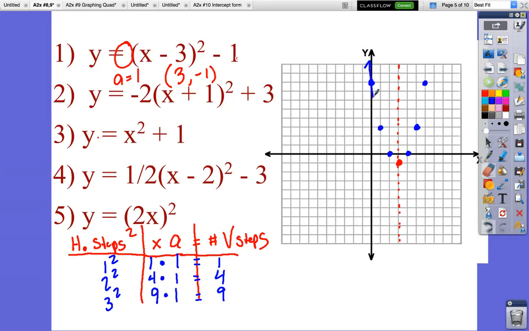Guys, graphing with the A value with some practice is actually much easier. Any questions? All right. I'm sure there are questions. You're not even sure what to ask yet. So let's do this again. But let's do it number 2.